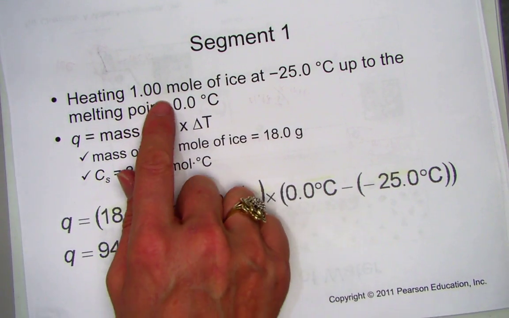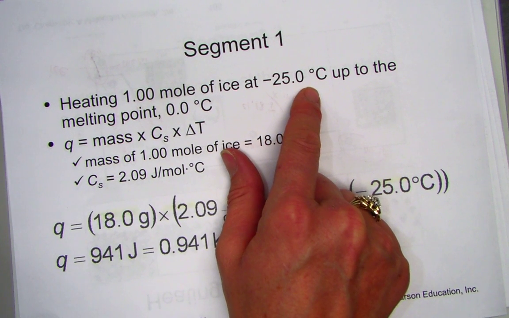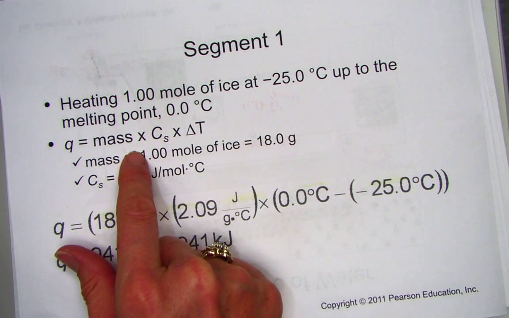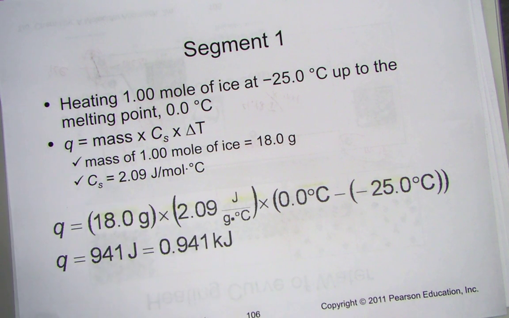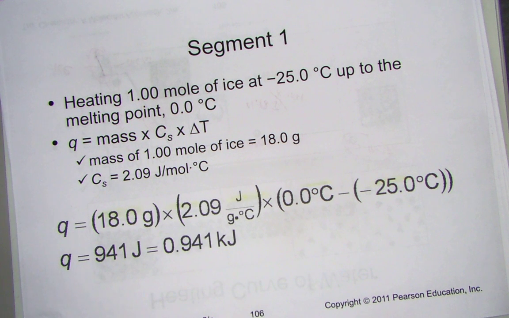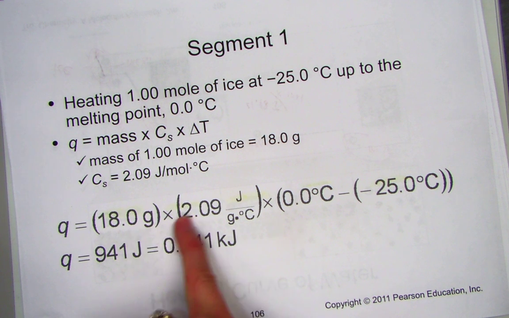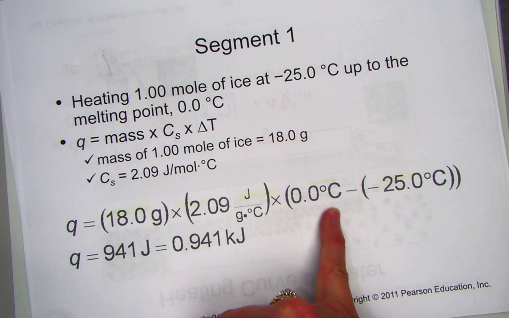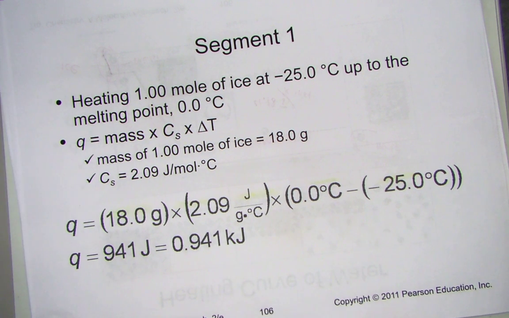If I had 1 mole of ice at negative 25 degrees Celsius and I heat it up to its melting point, MC delta T is how we'll calculate. Anytime you have a delta T, a change in temperature, where you actually have a slope on that graph, it's an MC delta T problem. They're reminding us that the molar mass of water is 18. So they've taken 18 grams times 2.09 joules per gram Celsius times the delta T of 25. Here's how we knew this answer.